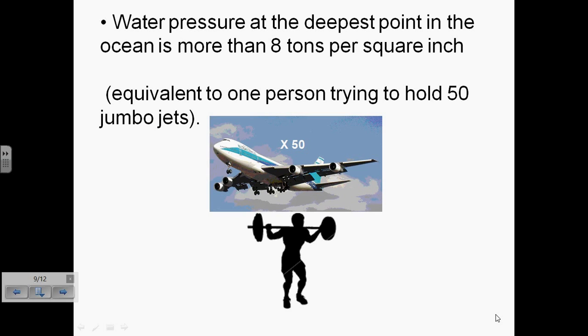Now, as I mentioned, another influence that affects the ability to see down below is the amount of intense pressure. Now, the water pressure at the deepest point in the ocean is more than 8 tons per square inch. Translating that, it would be the equivalent of one person trying to hold 50 jumbo jets. So let's just say we can't go underwater anytime soon.